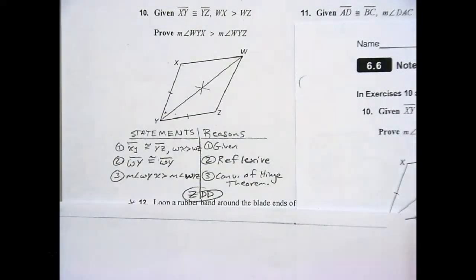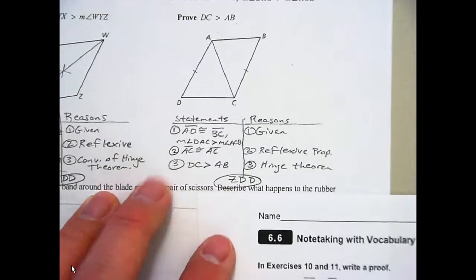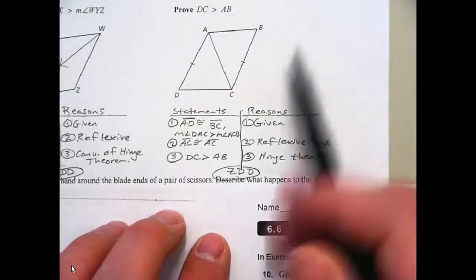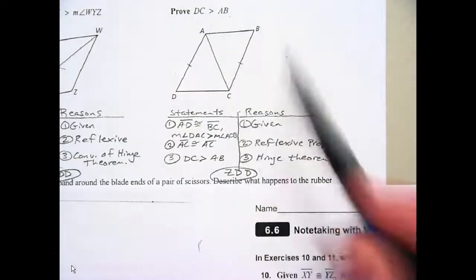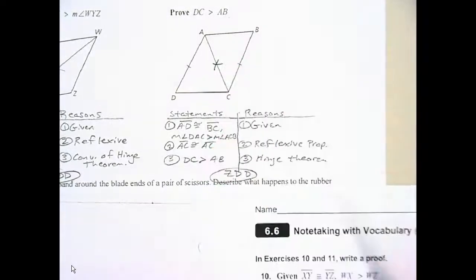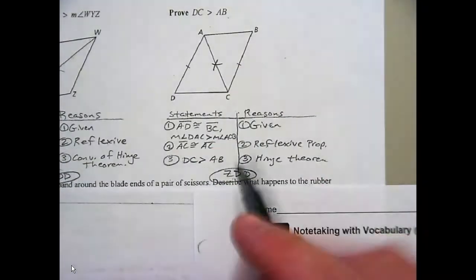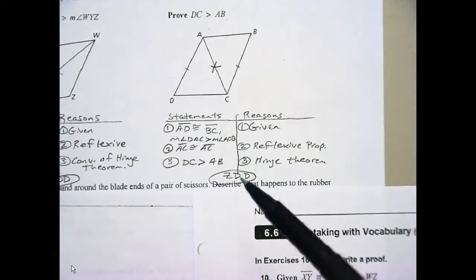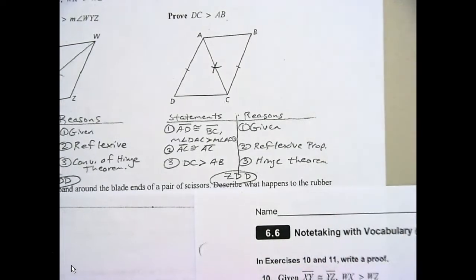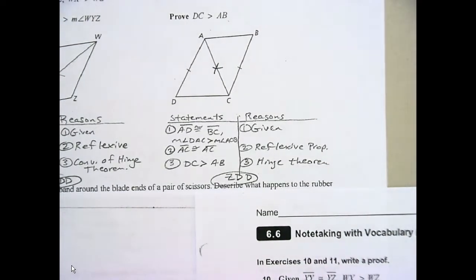Okay? Guys, the other proof is about the same. You're just going through, except you're not using the converse of the hinge theorem. You're actually using the hinge theorem this time. But you have your givens. You state your reflexive property here, AC congruent to AC there, and then DC is greater than AB by the hinge theorem. Okay. Any questions?